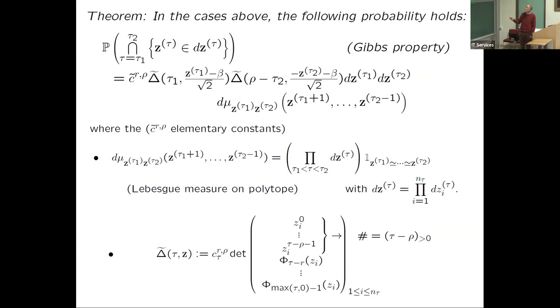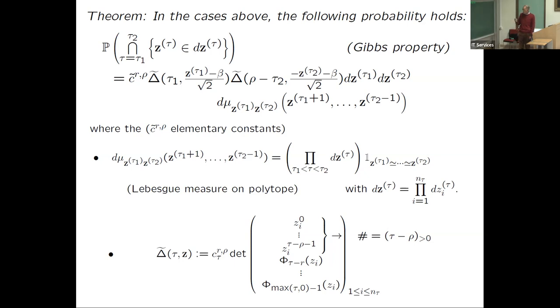DZ. And then you have, in fact, the Lebesgue measure for what's inside. And so that means it's again the Gibbs property: if I give the situation at a level tau 1 and a level tau 2, I know exactly what happens inside. It's uniformly distributed. That's what this result shows.